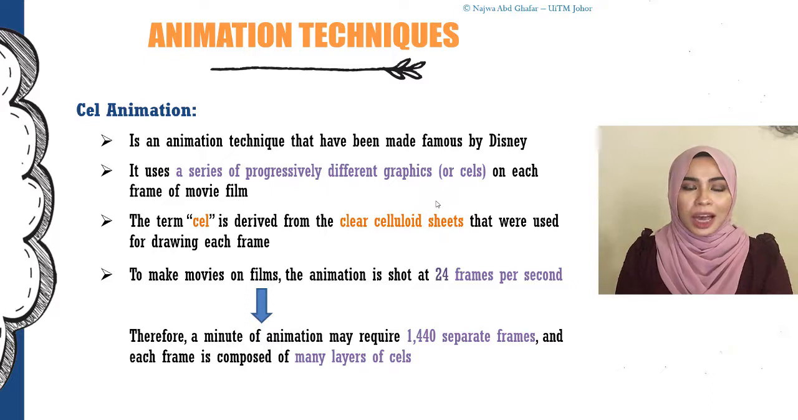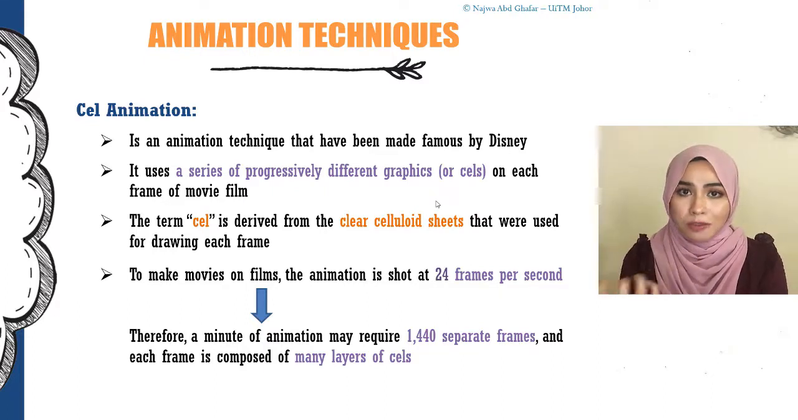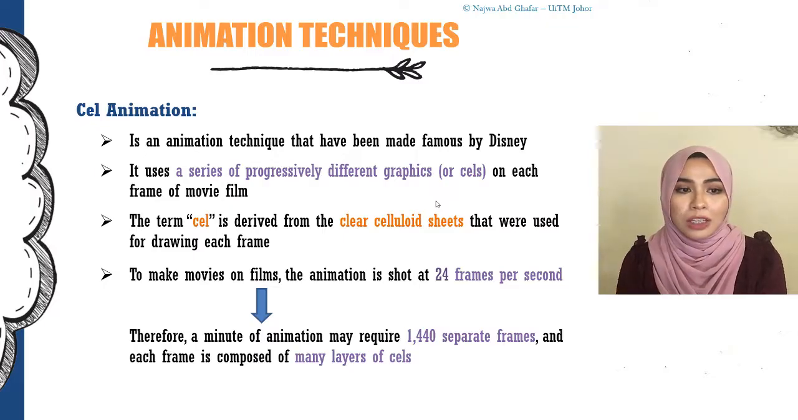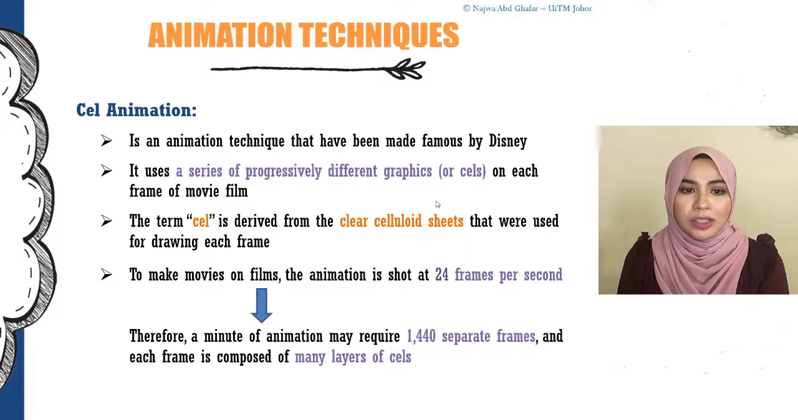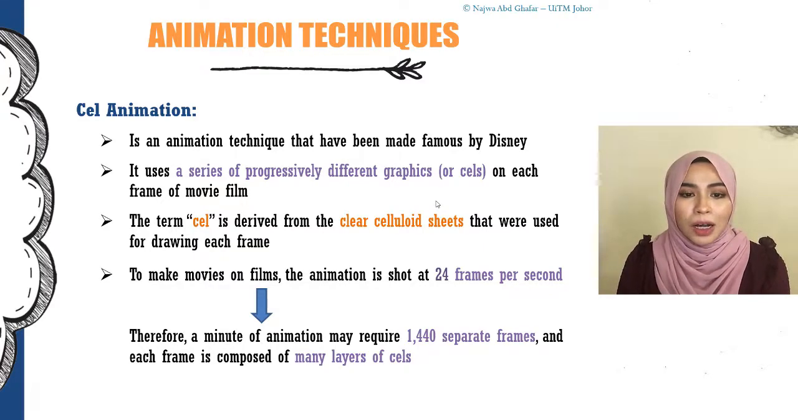Okay, so let's go into animation techniques, how we can create animation using different techniques. The first technique that I'm going into is called cell animation. Cell animation is an animation technique that has been made famous by Disney. As we all know, Disney is a movie company, making cartoon or animated movies. So this technique is made famous by them.